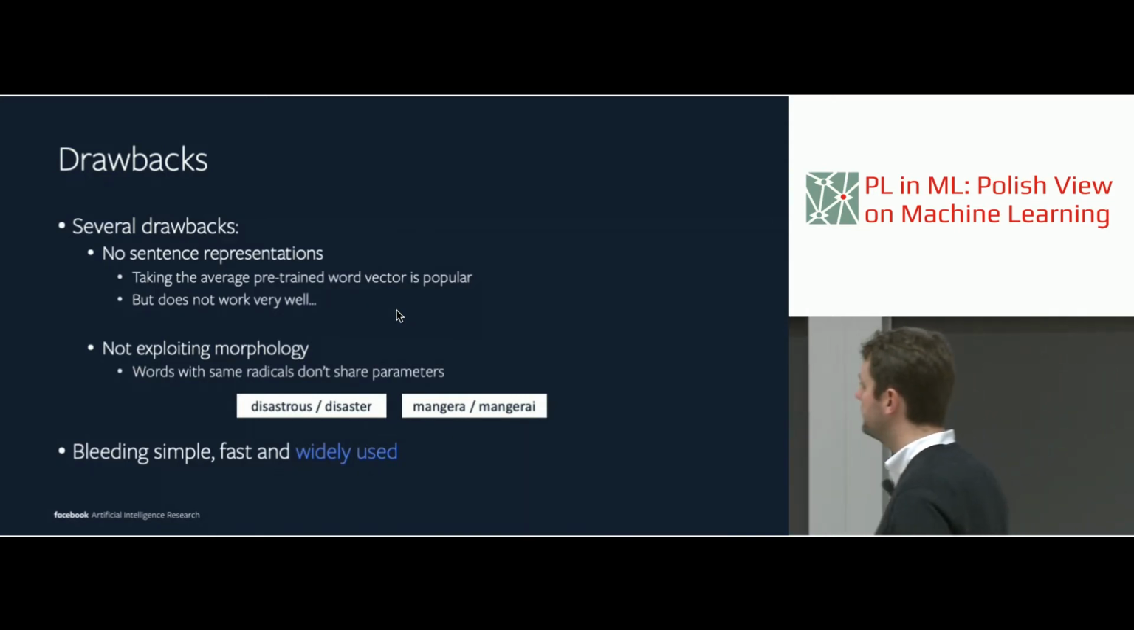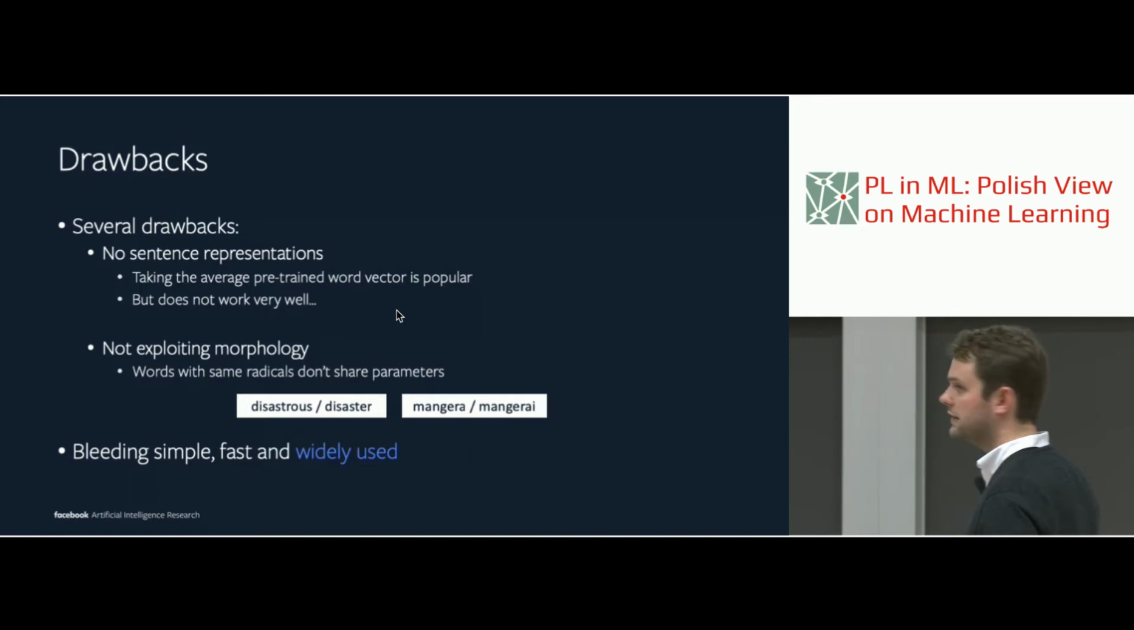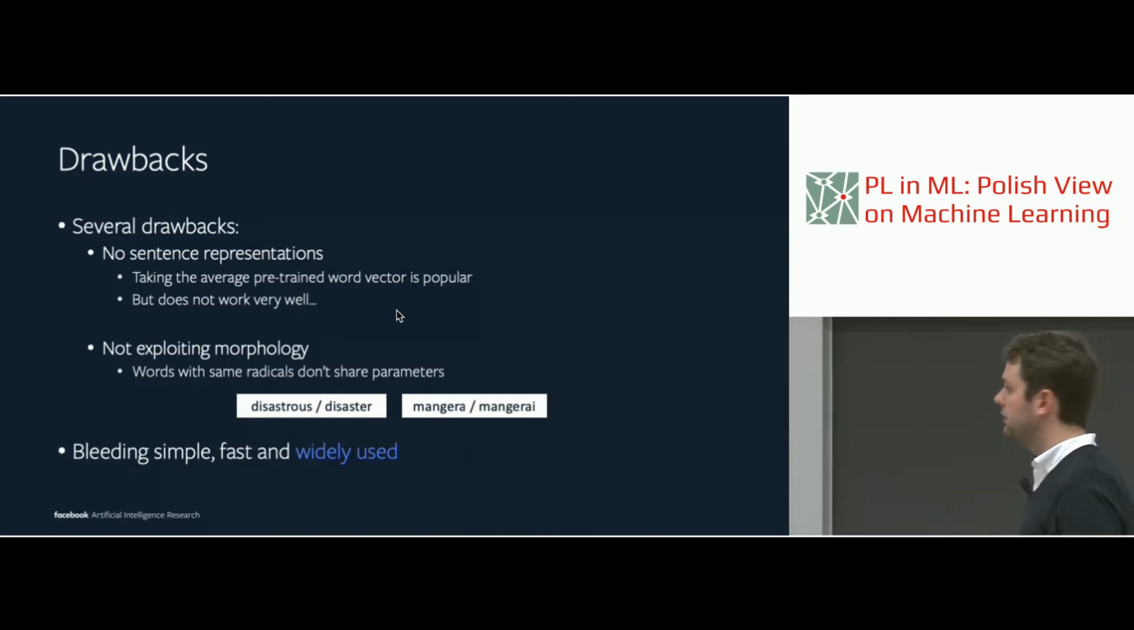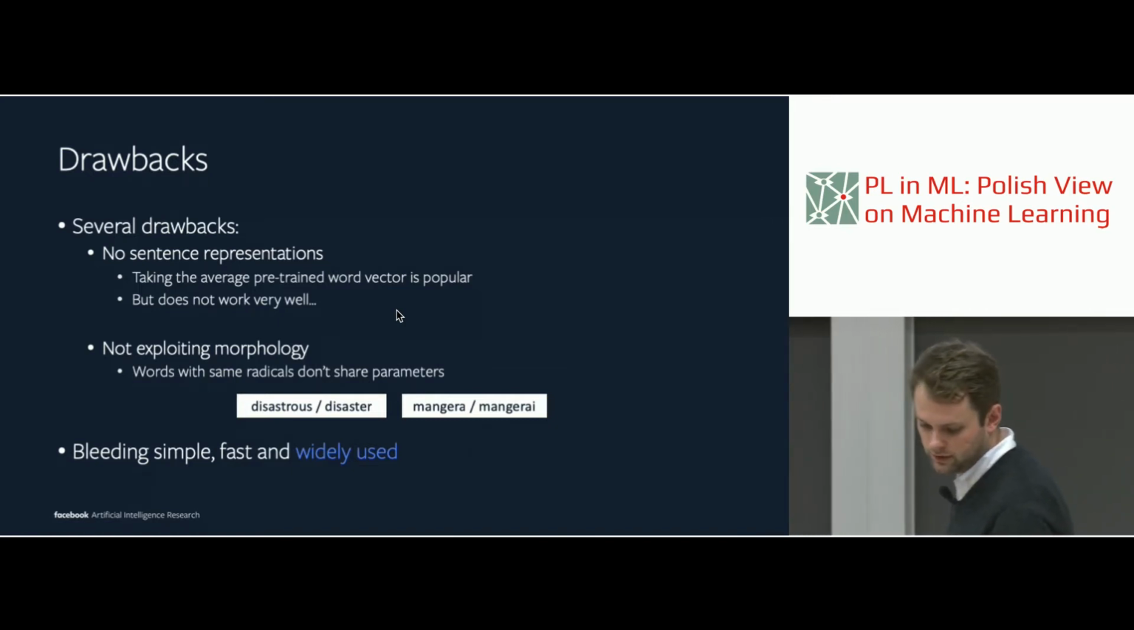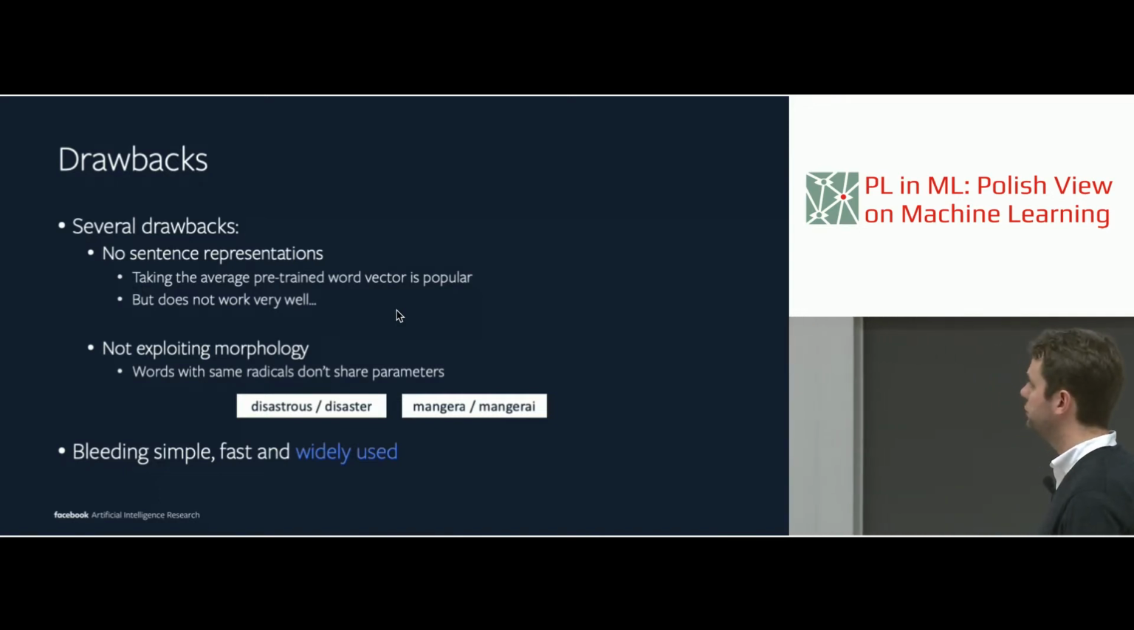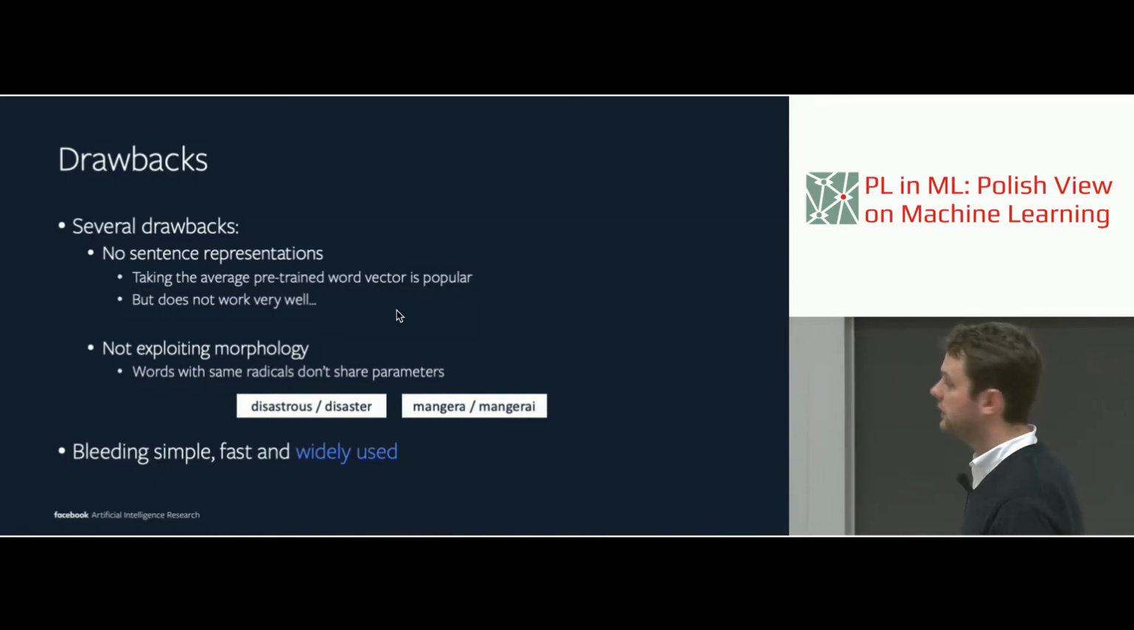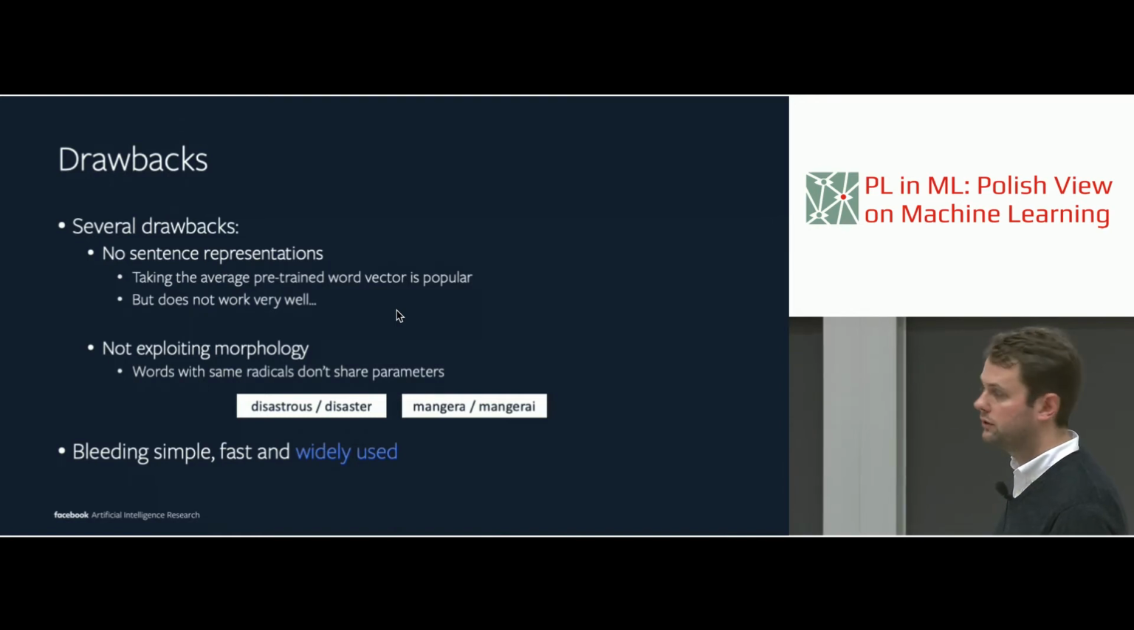However, these 2 models were very simple, very fast to train, and therefore widely used because it was very easy to retrain Word2Vec on your data and obtain very good quality word vectors on your data.